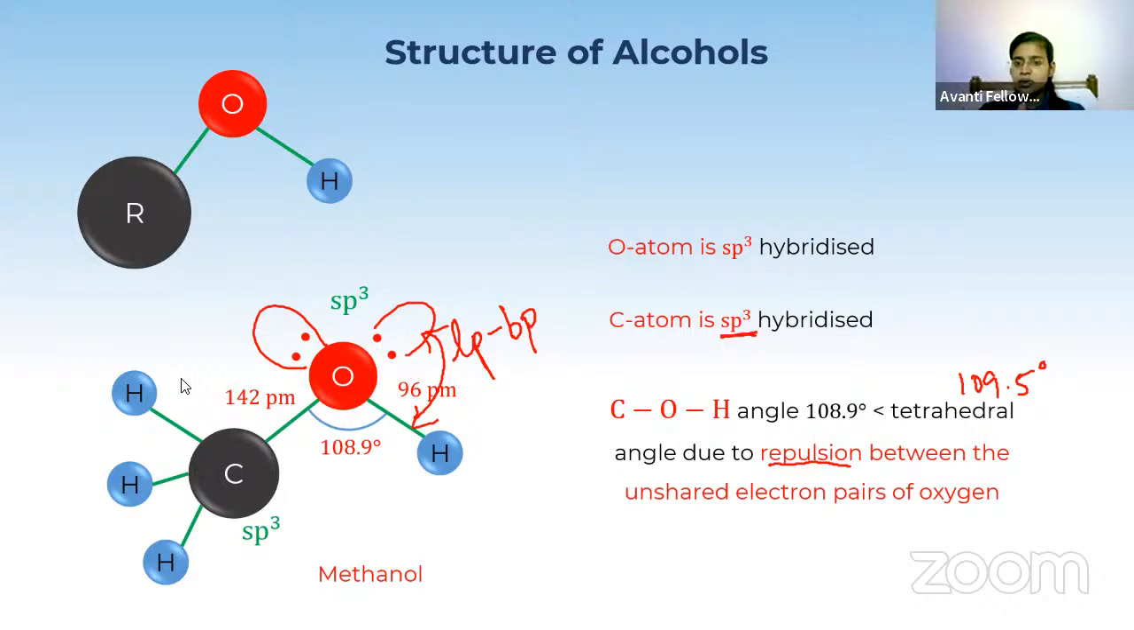Can you understand why the bond angle is decreasing? If they ask you this type of question in an assertion-reason or reasoning type question, you should be able to answer: due to the repulsion between the lone pair and the bond pair. All right, understood? Shall we go for the structure of phenol? So in the structure of alcohol, you should know the hybridization, the bond angle and why it is decreased. These are the two important points to keep in mind.